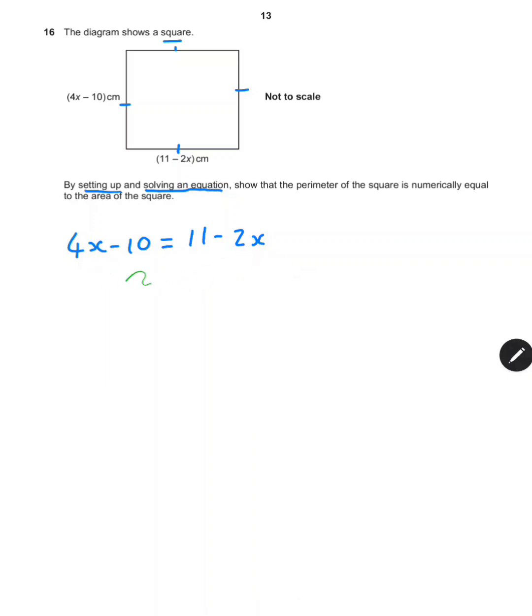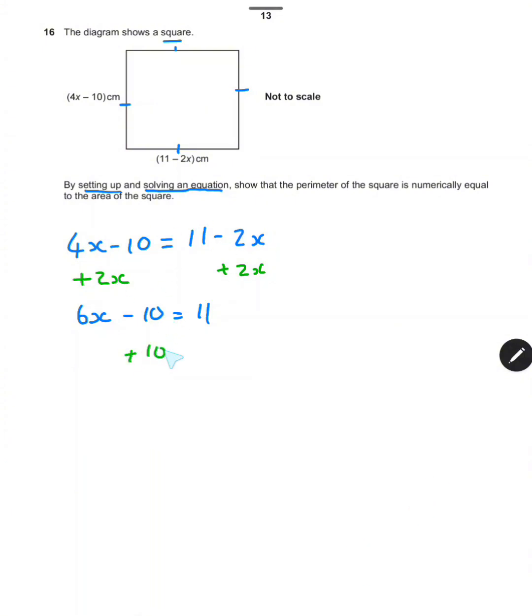We've got x's on both sides. First thing to do is get rid of your smallest x's. So add 2 x's to both sides to get rid of those. 4x add 2x is 6x. The take 10 stays and the 11 stays. That's gone away. That's why I did that step.